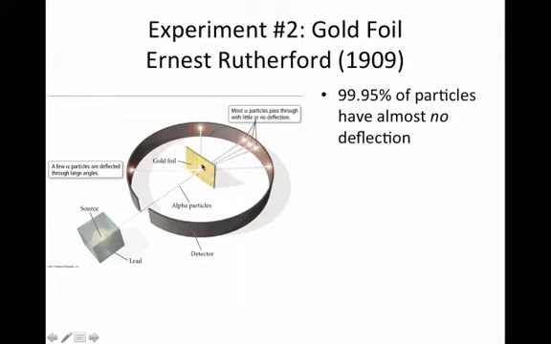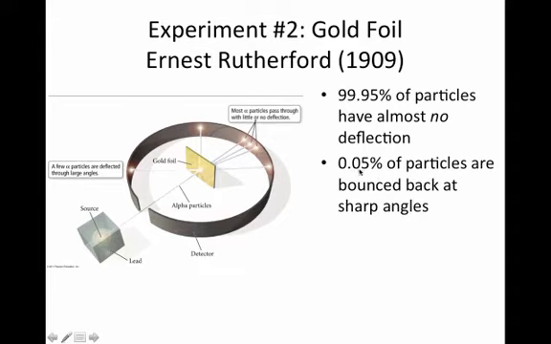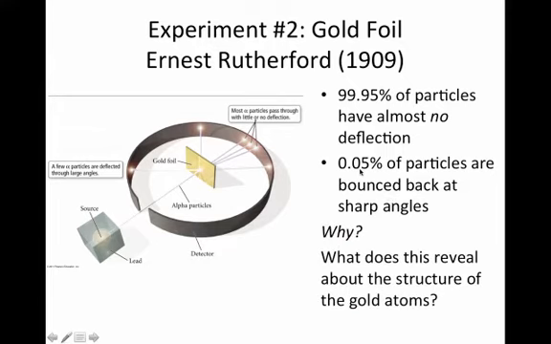In fact, if you counted them up, 99.95% of the particles have almost no deflection, so they come through just on this center line. Almost all of them go straight through. It's only 0.05% of the particles that bounce back, and some of them at very sharp angles. Why would that be? What does this reveal about the structure of the gold atoms?